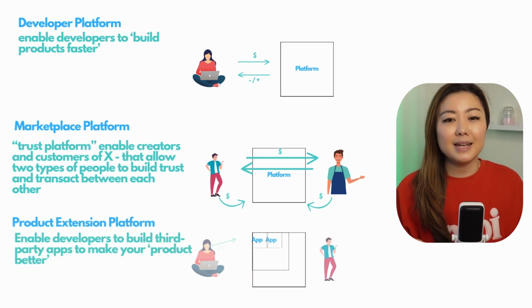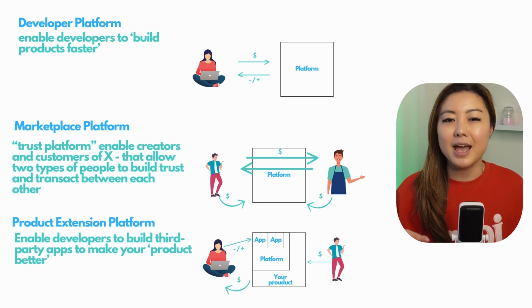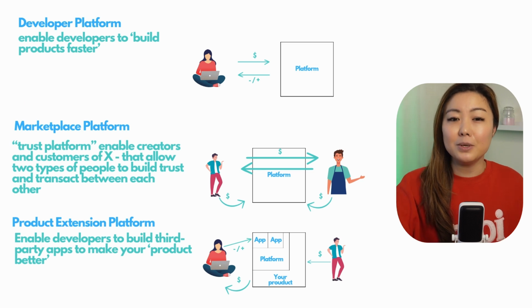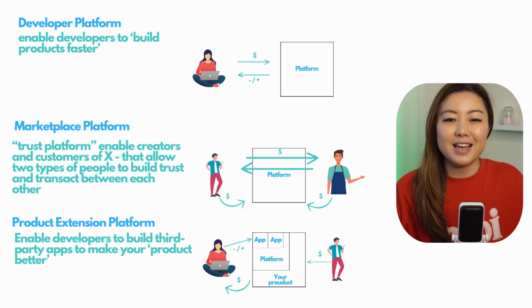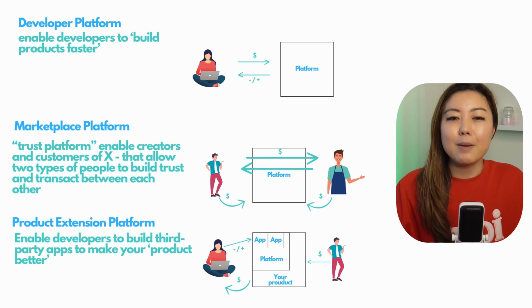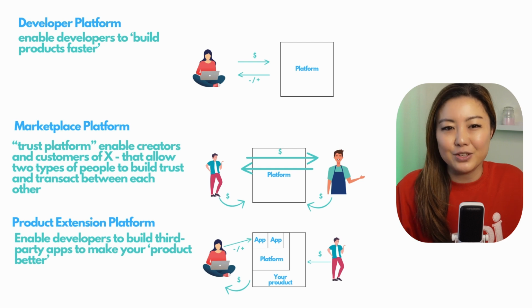Next is a combination of developer platforms and marketplace platforms, which he calls the product extension platforms. Examples are Shopify, Apple, Salesforce, where the platform will enable developers to build third-party apps to make your product better, which will also make your product more appealing to the end users. And opening up your product will allow developers to solve a lot more problems and bring a lot more innovation for your end users.